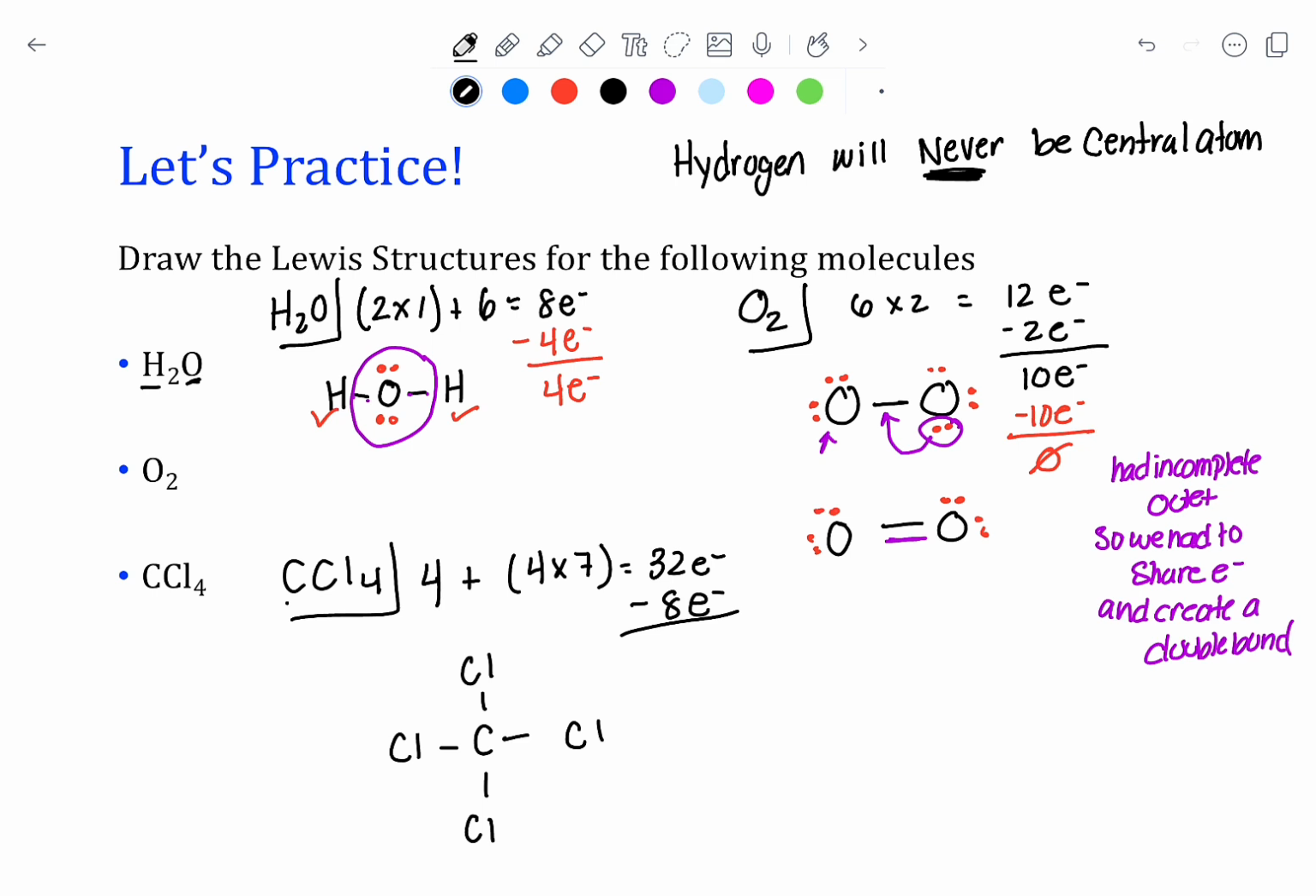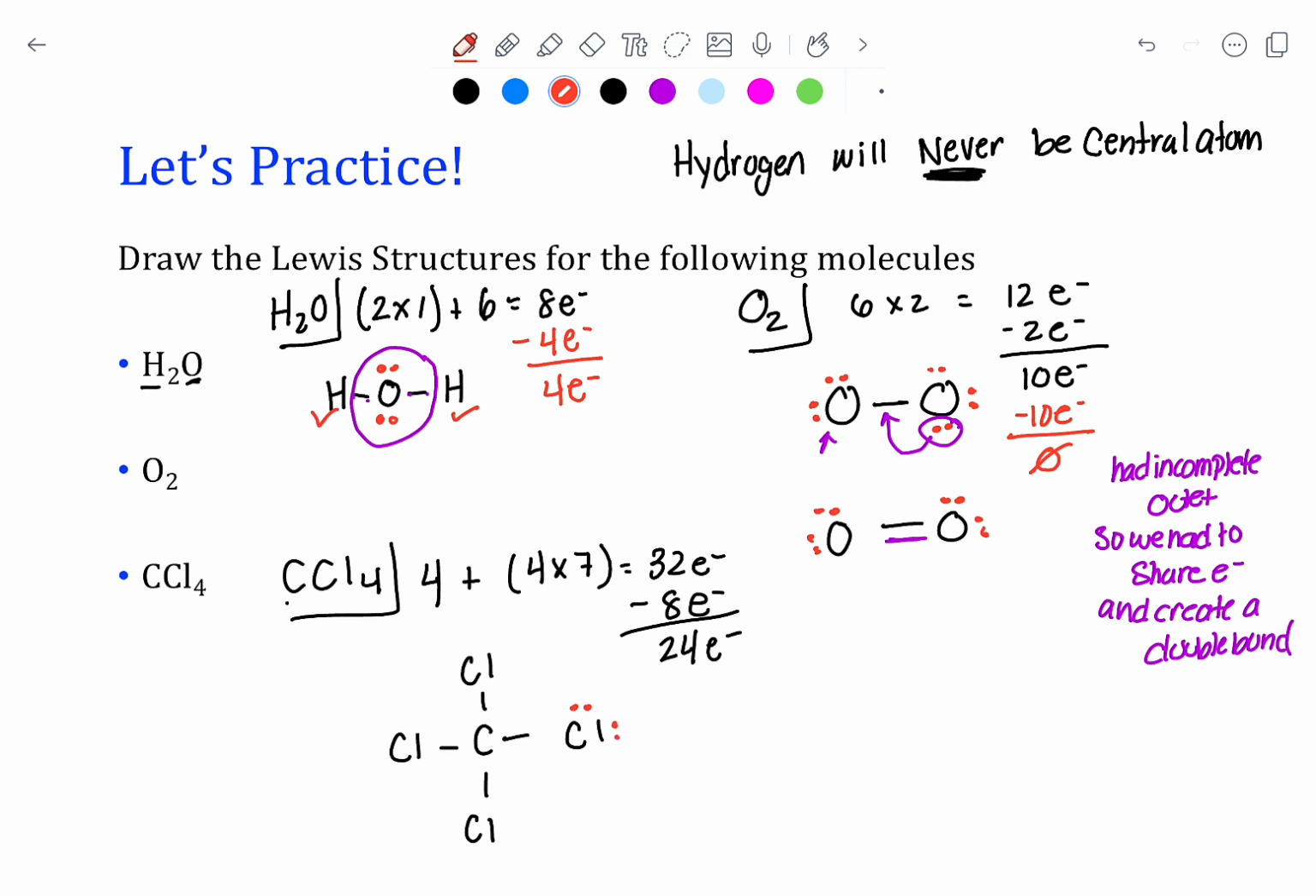So after making bonds, I have 24 electrons left. My next step says to take any remaining electrons and place them on my surrounding atoms to complete octets. We can see that each of our chlorines only has 2 electrons, so they all need an additional 6 electrons to complete their octets. So let's see if we have enough electrons to do that. We're going to place them as lone pairs.